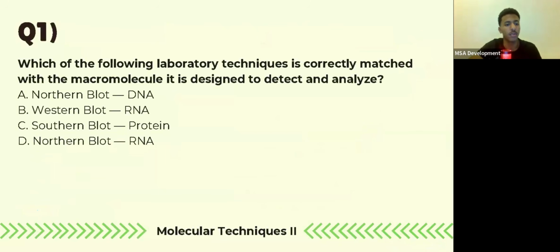Now let's solve a question on this. Which of the following laboratory techniques is correctly matched with the macromolecule it's designed to detect and analyze? 3, 2, 1. The answer is, okay, let's go through them. A, Northern blot with DNA, incorrect. Northern blot is with RNA. Western blot with RNA, incorrect. Western blot is with proteins. Southern blot with protein, incorrect. Southern blot is with DNA. And Northern blot with RNA is the correct option.